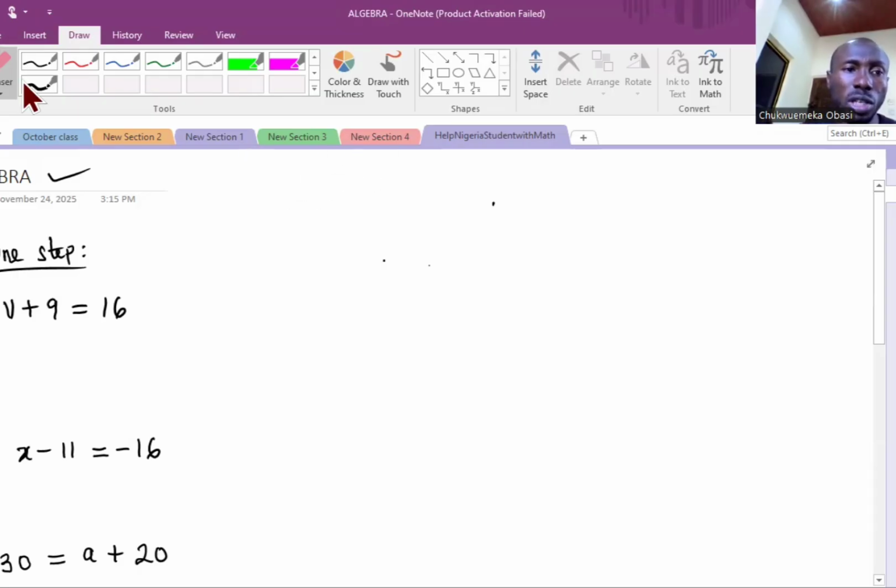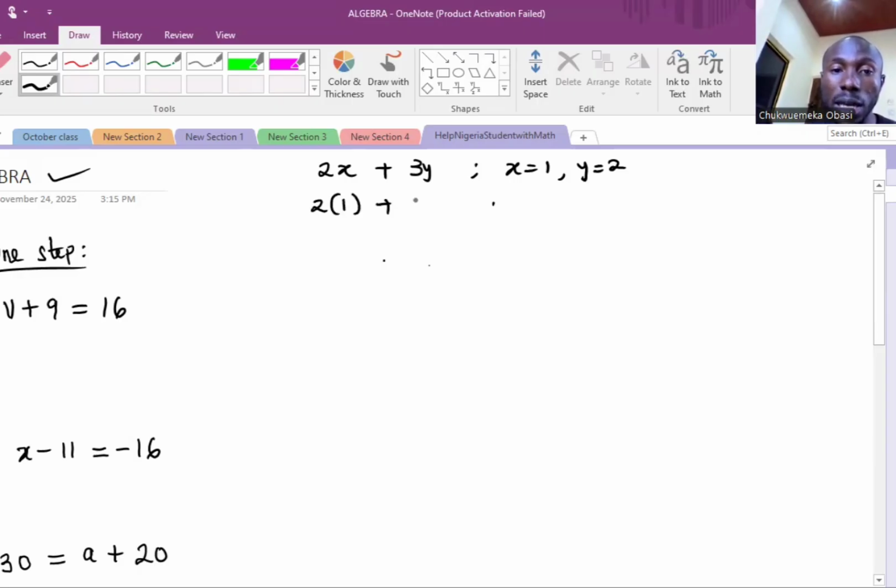Sometimes when you're given an algebraic expression, let's say for example you're given 2x plus 3y, and they went further to give you the values of x and y. Let's say x is 1 and y is 2. In this case, you're substituting. Now you're going to replace x to be 1. That would be like 2 times 1, and here will be like 3 times 2 because y is 2.